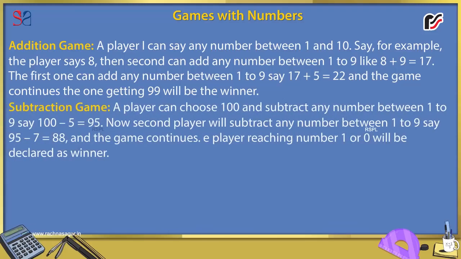Subtraction game. A player can choose 100 and subtract any number between 1 to 9, say 100 minus 5 is equal to 95. Now the second player will subtract any number between 1 to 9, say 95 minus 7 is equal to 88, and the game continues. The player reaching number 1 or 0 will be declared the winner.